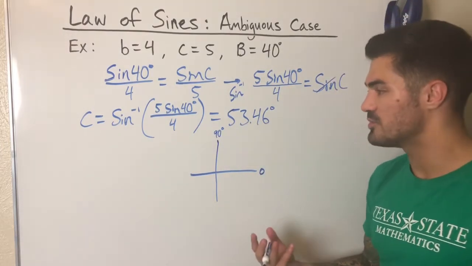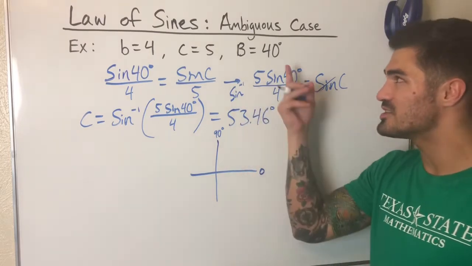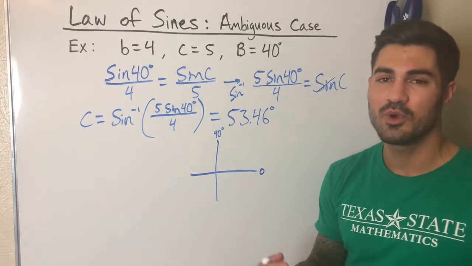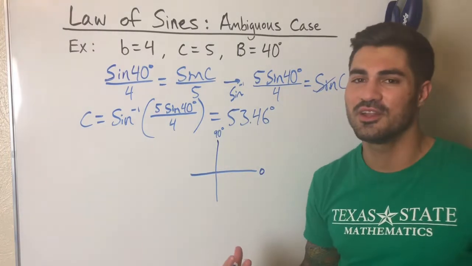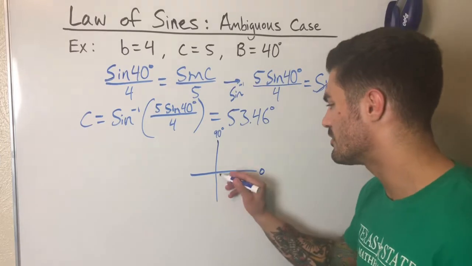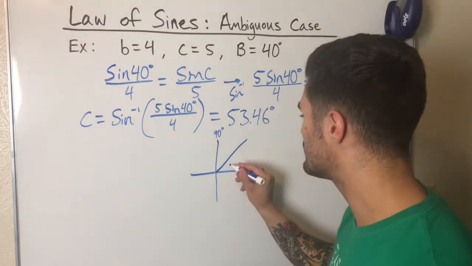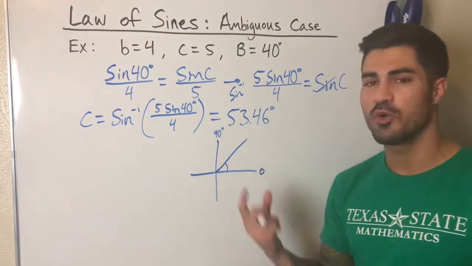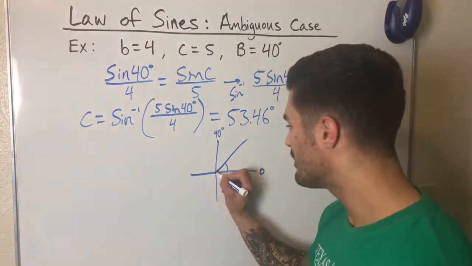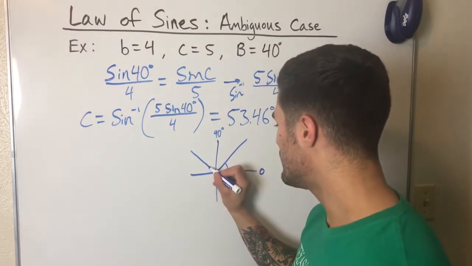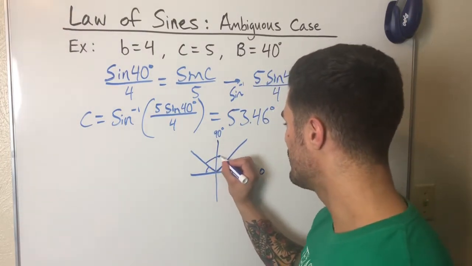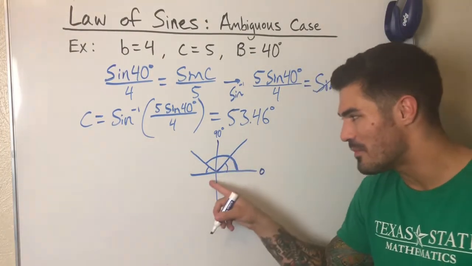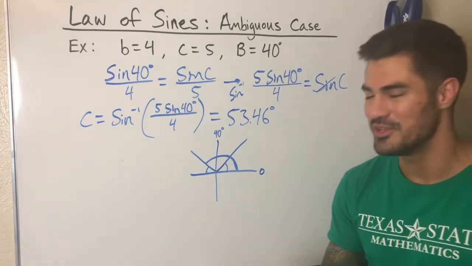But what if it's possible to form another triangle using this information, with an angle between 90 and 180? We would never find out from a calculator. That's why we have to do this extra work. Because look, 53.46 degrees, that's somewhere in here. But remember, sine is positive in the first and second quadrant. So if we use this as a reference angle, we can take that same angle over here, this angle here, which we find by taking 180 minus 53.46. That's why we do that.